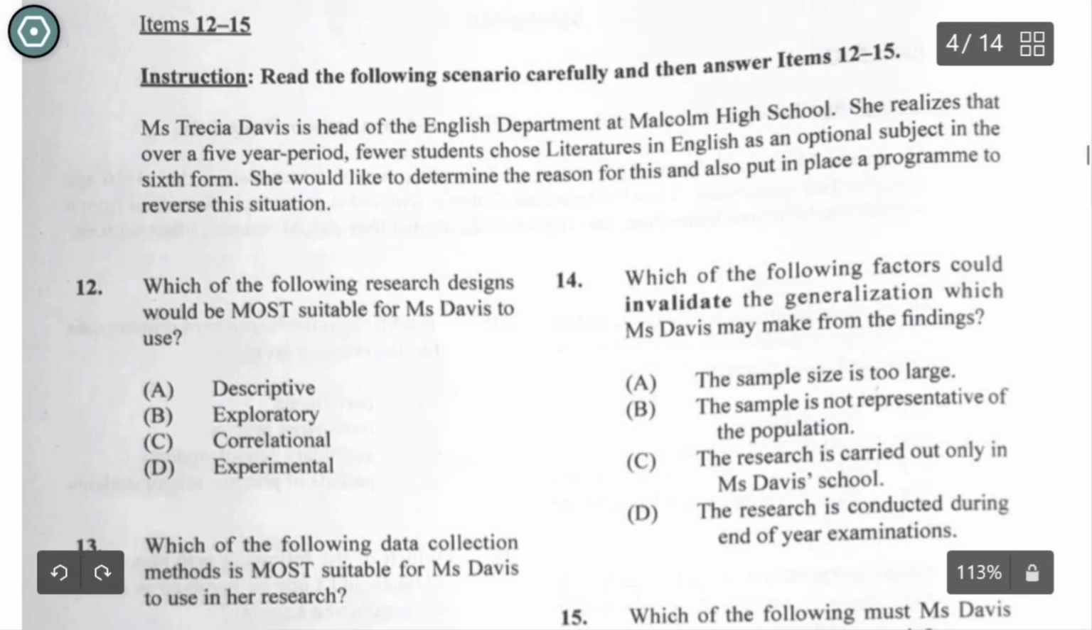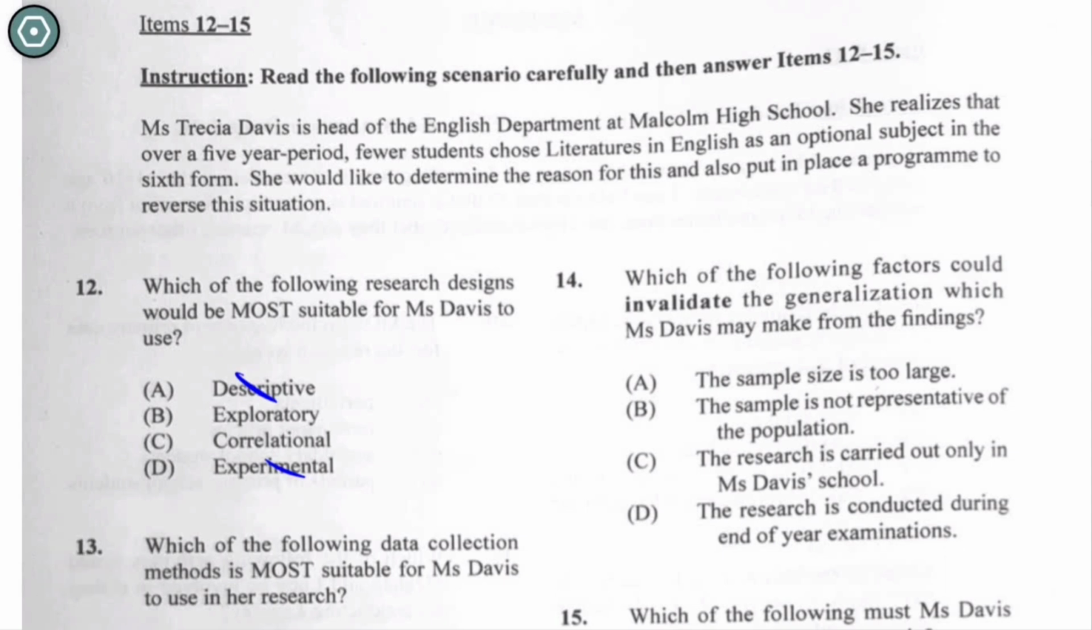Now, first of all, it wouldn't be descriptive and it wouldn't be experimental. So you're stuck between exploratory and correlational. Correlational is a research design where you actually compare more than one variable, and the question doesn't really have more than one variable if you look at it. She just wants to know why fewer students are choosing literatures in English as an optional subject in the sixth form program. That's what she wants to find out.